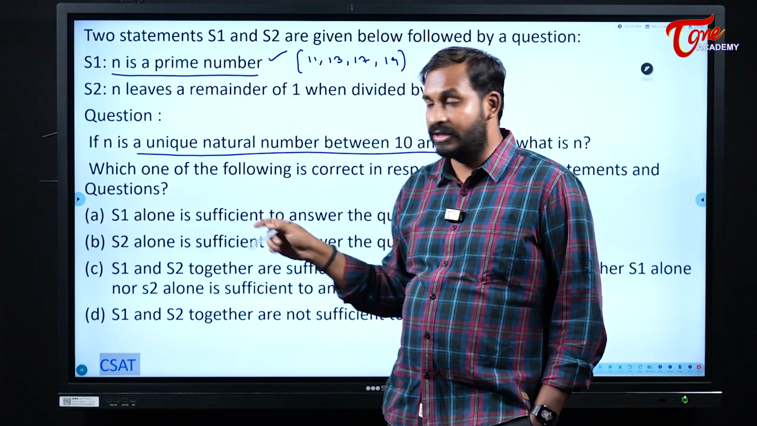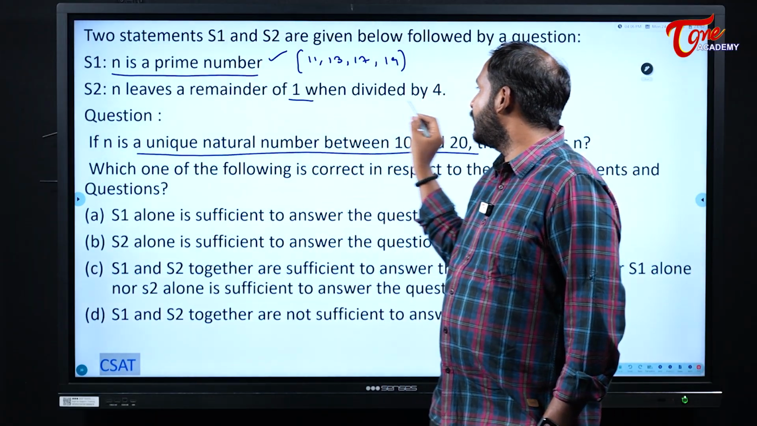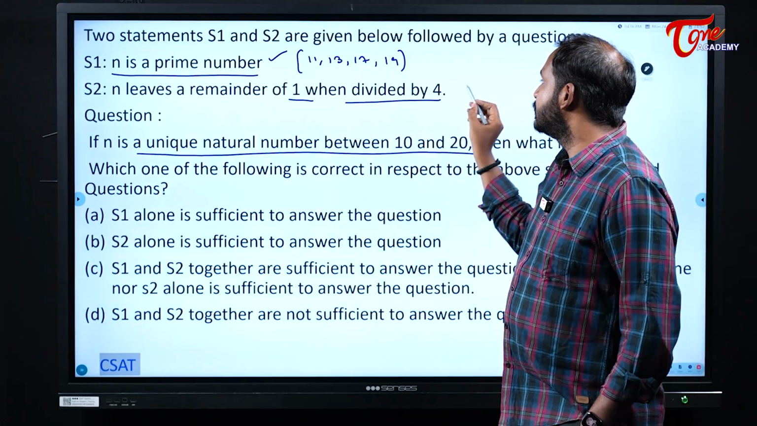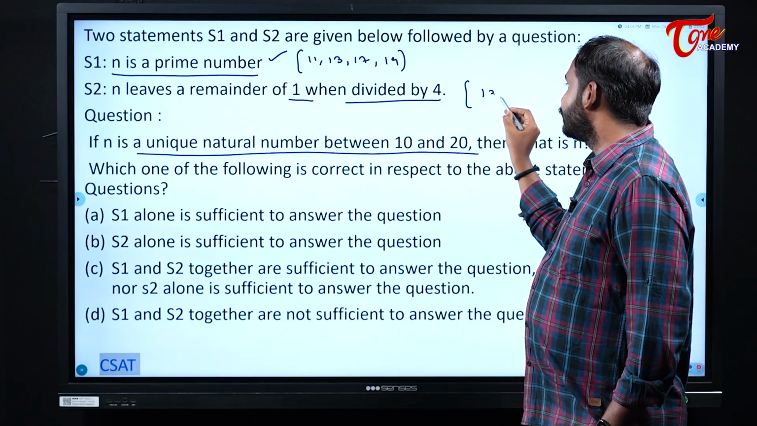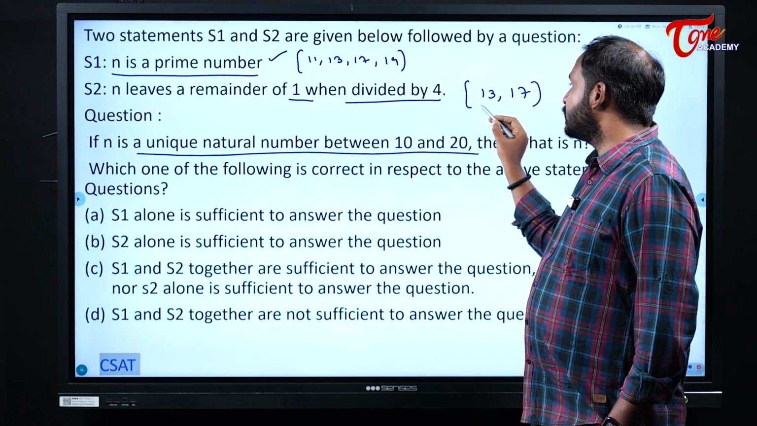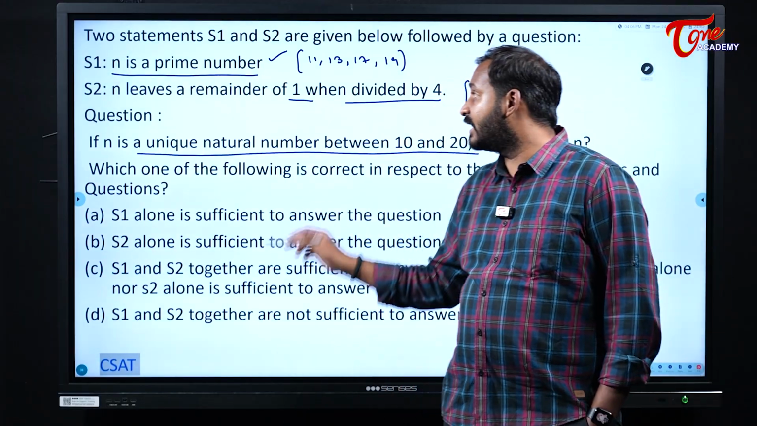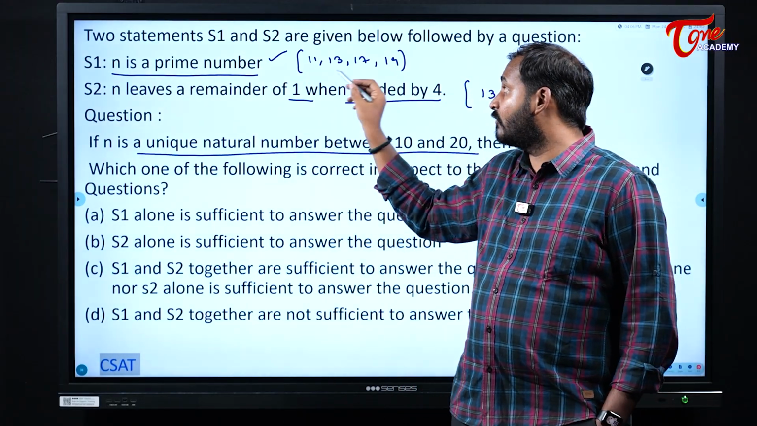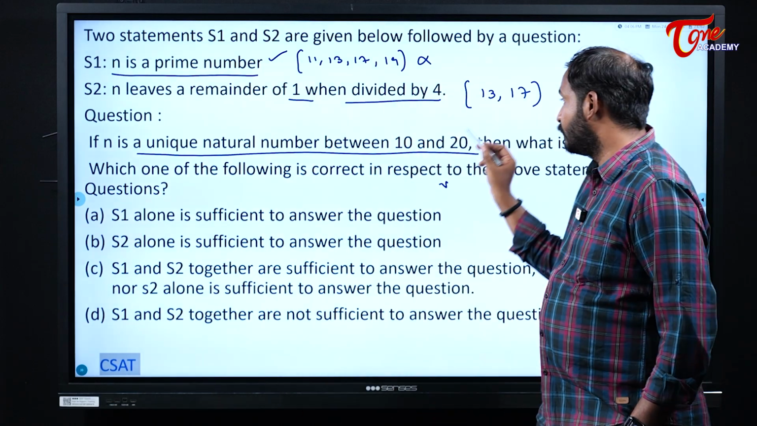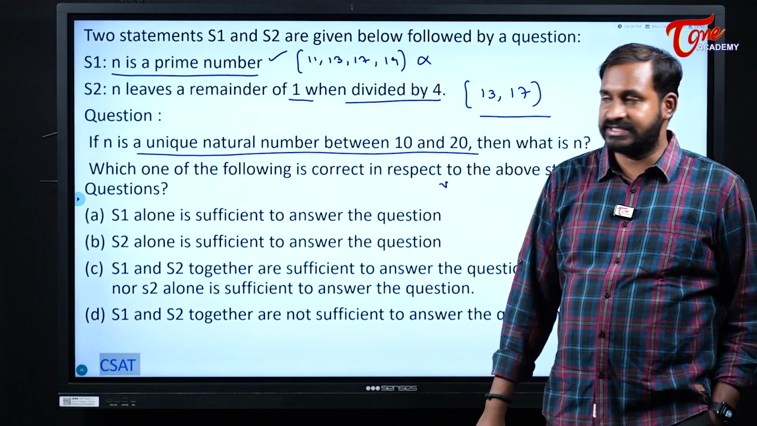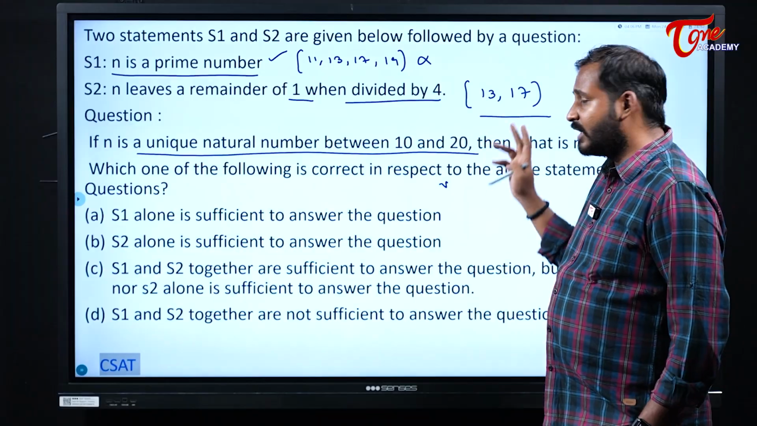Now, I will come to statement 2, leaving statement 1 aside. n leaves a remainder 1 when divided by 4. From this, what values can I take? 13 and 17. Why? Because these are the only 2 numbers which will leave a remainder 1 when divided by 4. Students, now I am not even bothering about statement 1, I am only checking statement 2. 13 and 17, 2 chances are there with statement 2 also. Can I tell a unique value? No. Here also I have 2 chances.